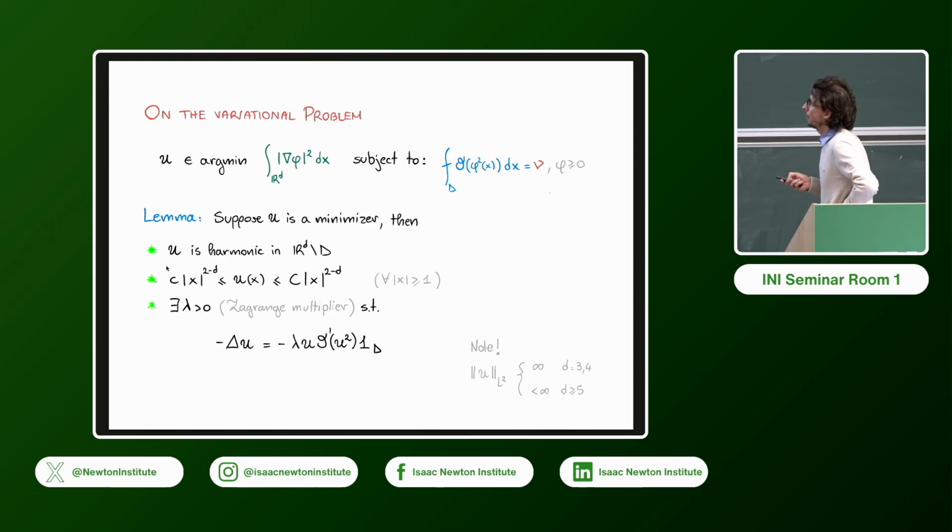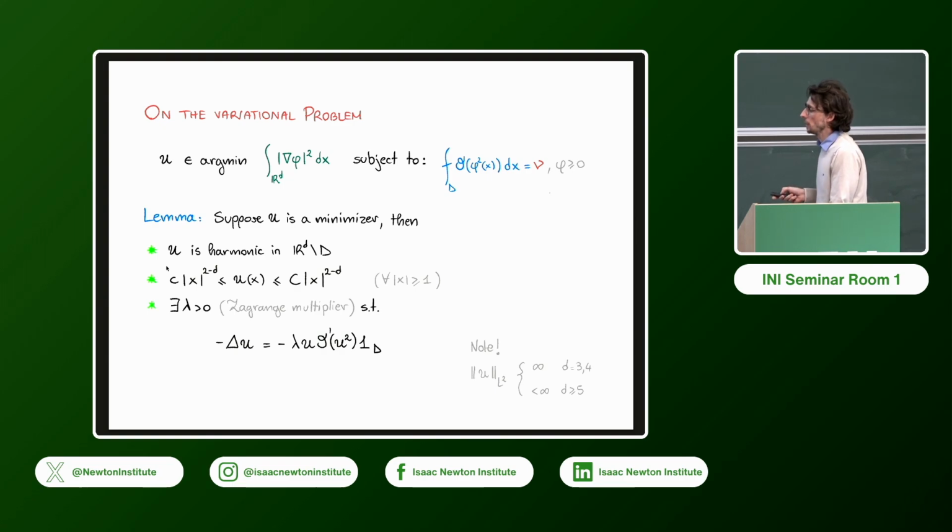Okay. And since it is harmonic, also since you can show that it is positive inside of D in many situations, then it has this decay here. So it decays to 0 like the Green function, x to the 2 minus d. And it is also bigger or equal than x to the 2 minus d. In particular, this tells you that the L2 norm of this u is infinite in dimension 3 and 4, and it is finite in dimension 5.